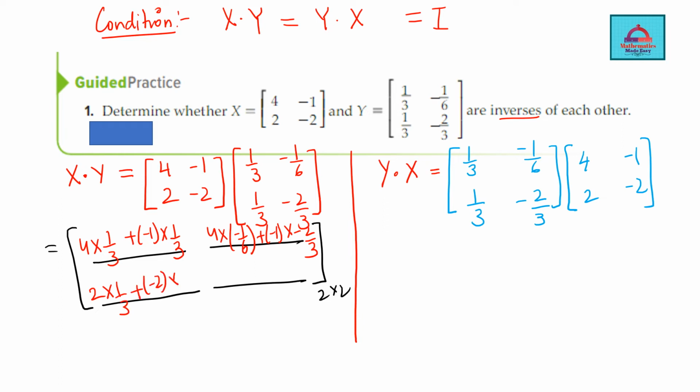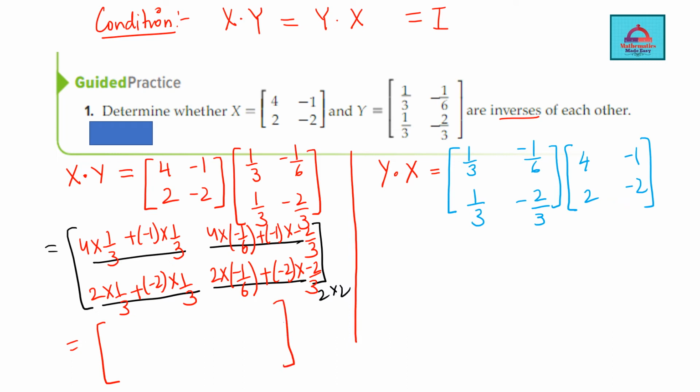If you still have any confusion about matrix multiplication, do refer to my previous video. I have an entire playlist made on matrices, especially for all of you to get the benefit. So please do check it out.